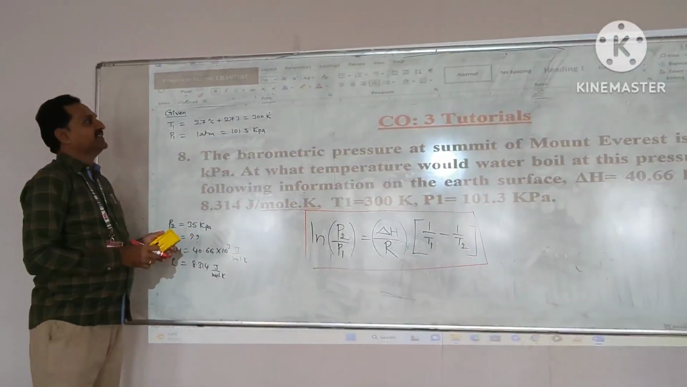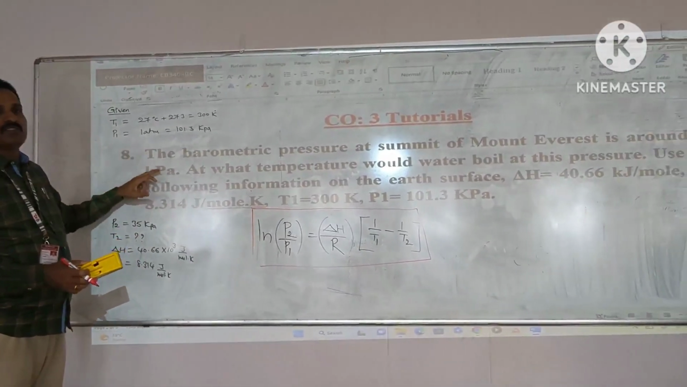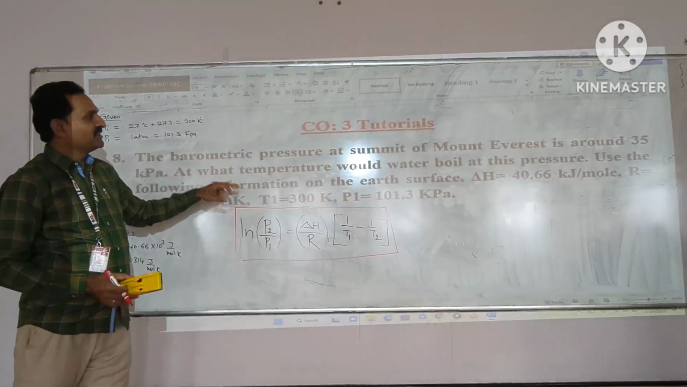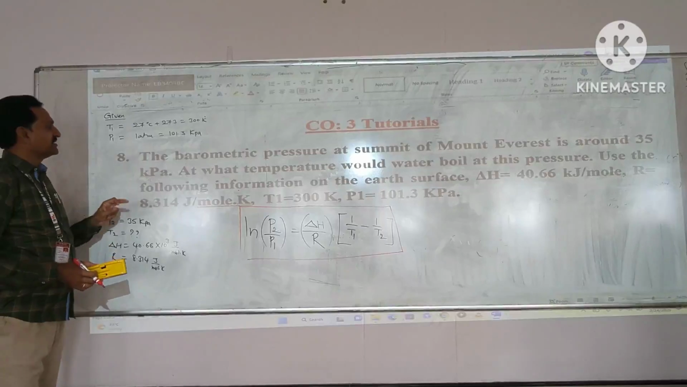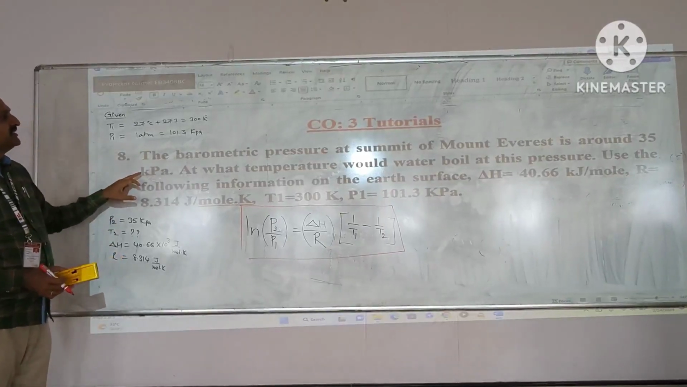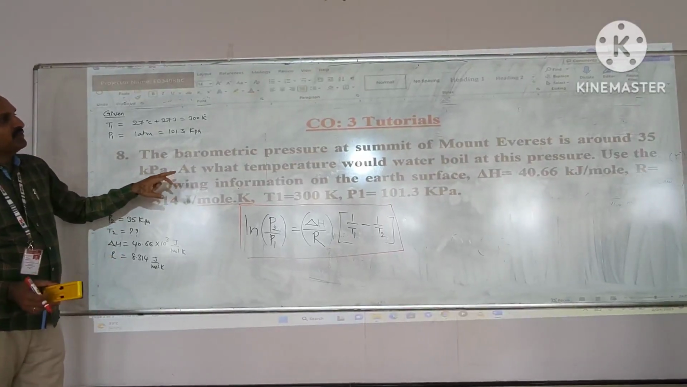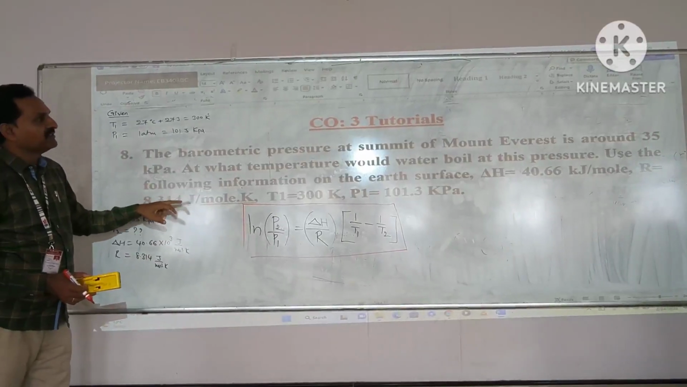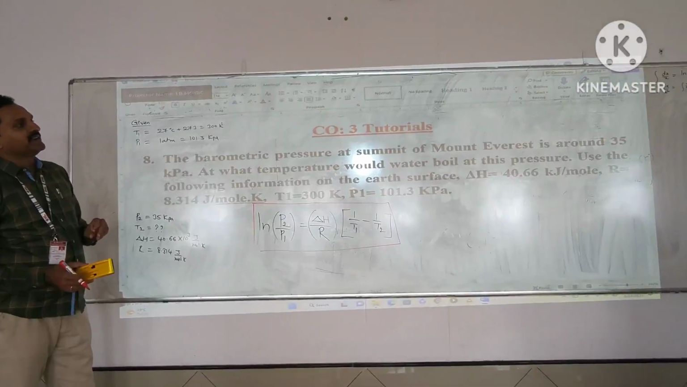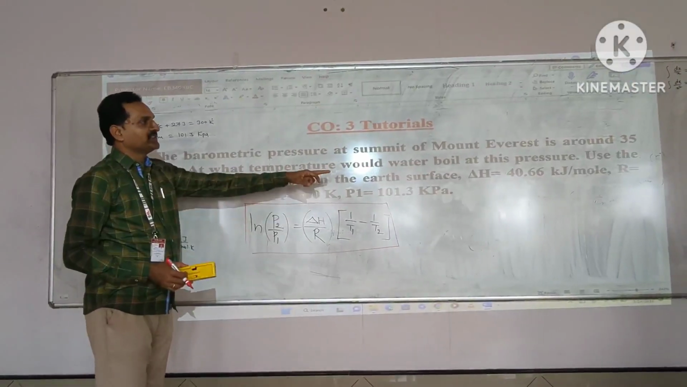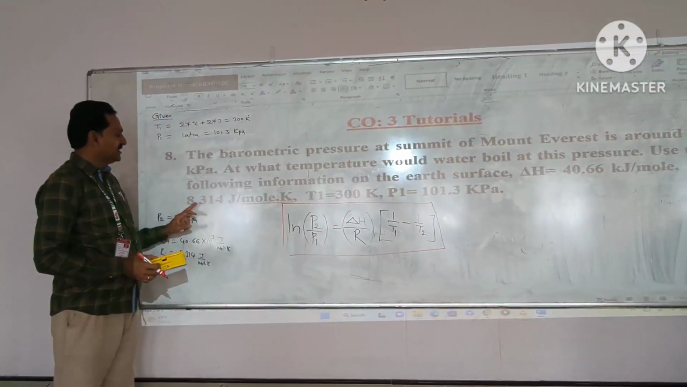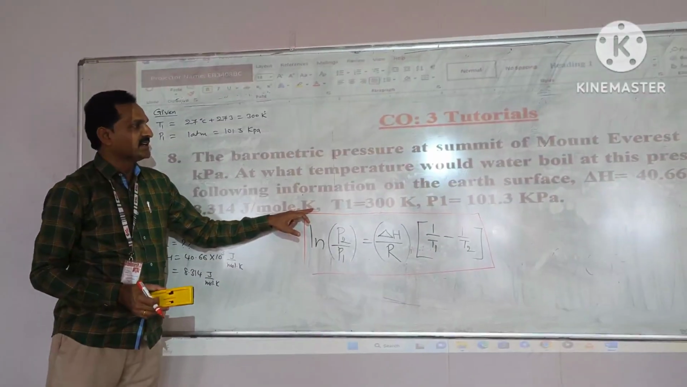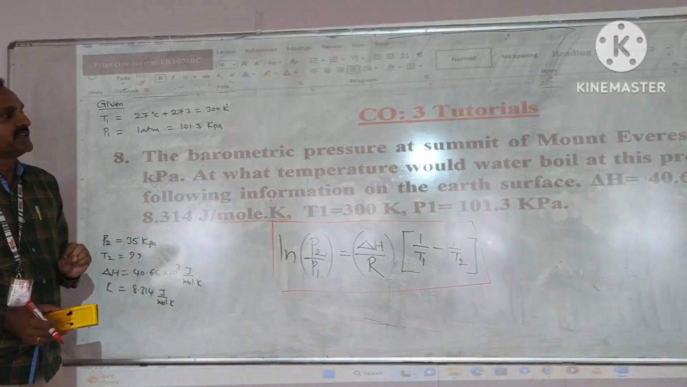Let's apply the Clapeyron equation for this tutorial A. The barometric pressure at the summit of Mount Everest is around 35 kilopascals. At what temperature would water boil at this pressure? Use the following information on the Earth's surface: ΔH is equal to 40.66 kilojoules per mole. R value is given as 8.314 joules per mole Kelvin. T1 is 300 Kelvin, P1 is 101.3 kilopascals.